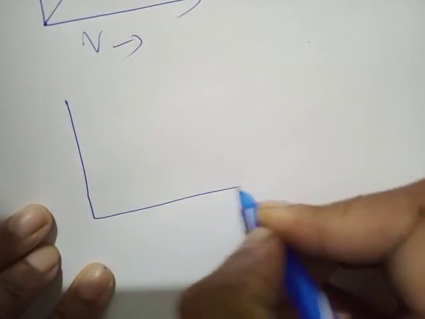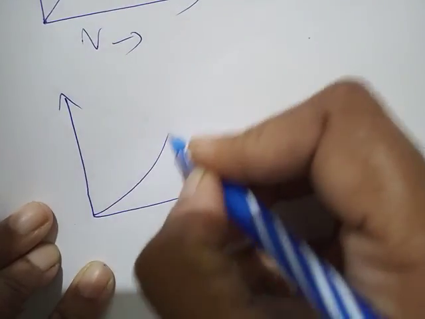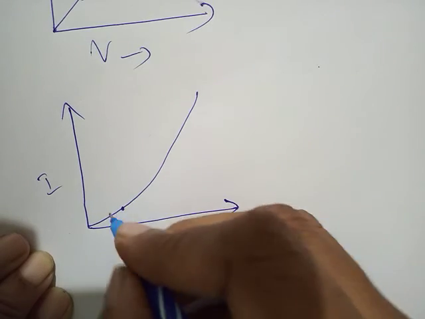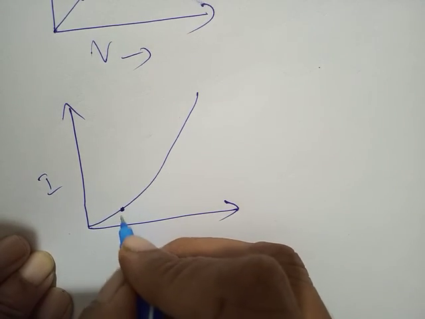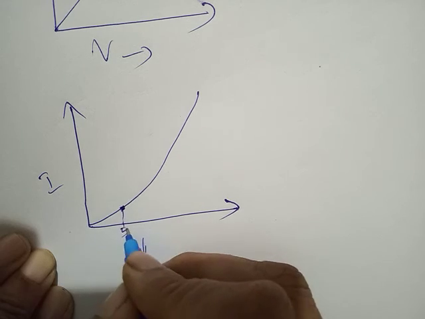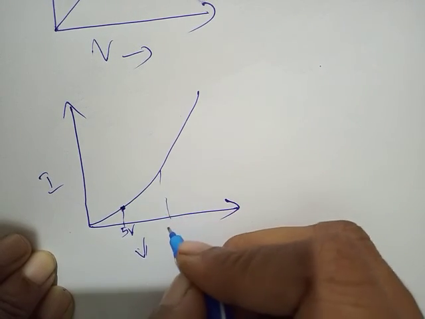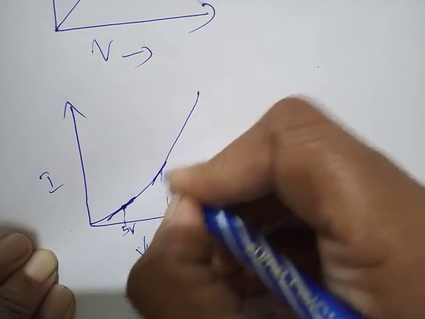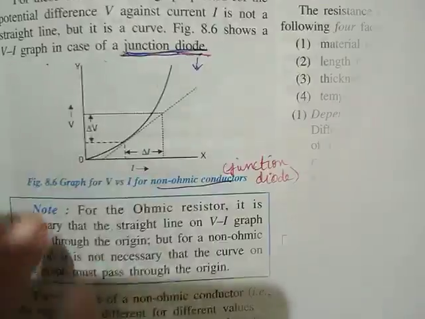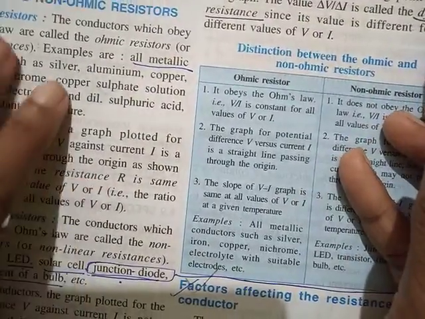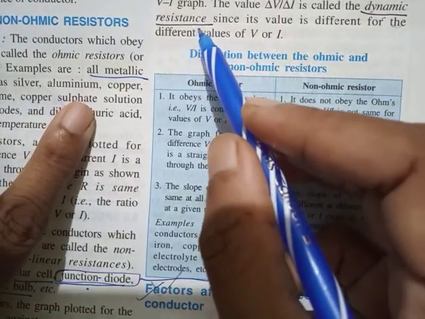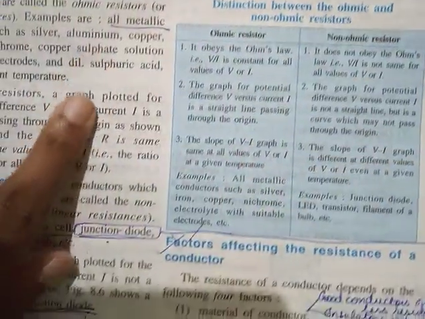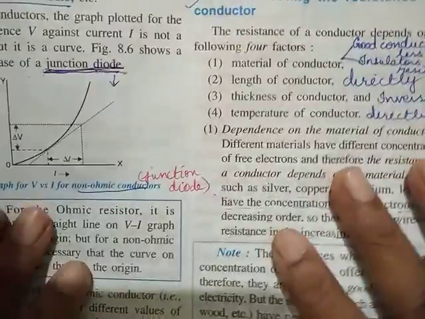On the other hand, for non-ohmic resistors, because its shape is like this, at different points the slope will be different. So resistance at this point, maybe when it was 5 volt, will be different. Maybe here it is 10 volt. So at every point, you have to draw a tangent and find the slope of the tangent, and it will definitely be different. So this kind of resistance is given a name called dynamic resistance, because the resistance keeps changing at different points. Okay, so that one term you can just get familiar with.